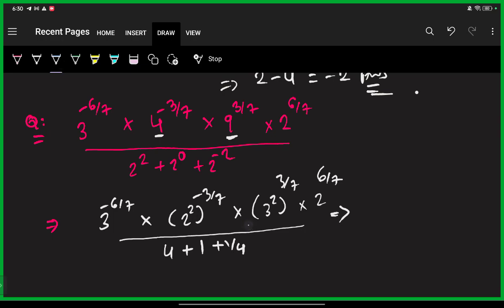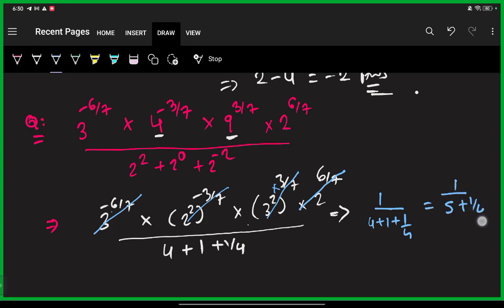So this is basically the same, right? This is 3 raised to 6 by 7, yes or no? Because these 3 gets multiplied with 2, so it will be 6 by 7. Here it is minus 6 by 7. They will cancel out each other. And these two will cancel out each other. So ultimately we'll end up with this thing: 1 by 1 plus 1 by 4, right? That gives us 4 by 21. Understand? Good.